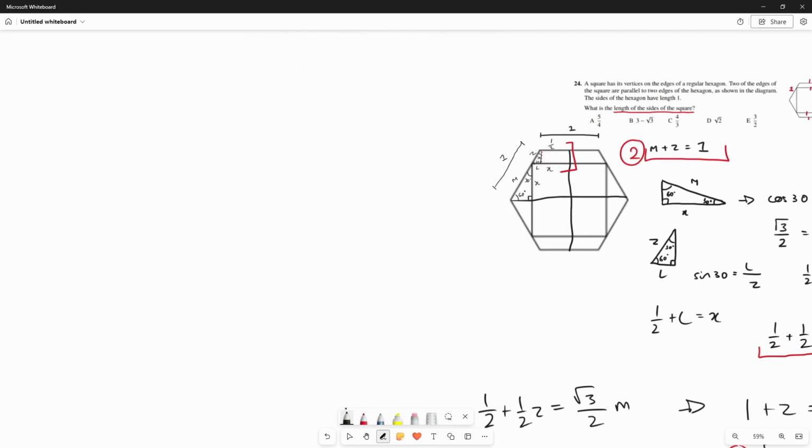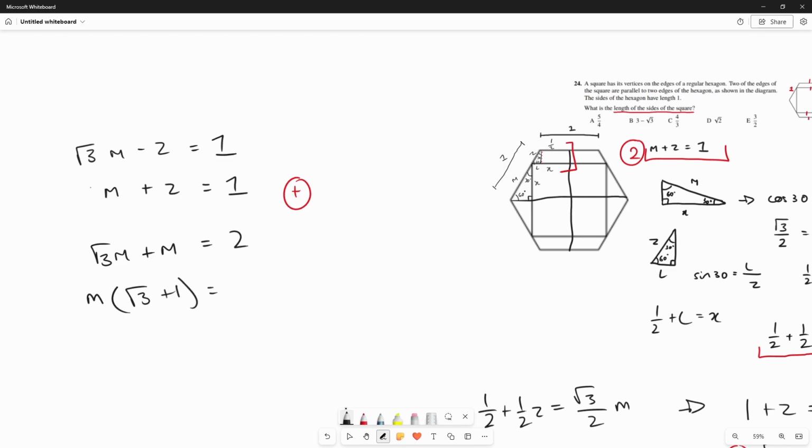I'm going to move to this side here to get a bit more space. So we have our two simultaneous equations, one being root 3 M minus Z equals 1, and the other being M plus Z equals 1. Because we have the minus Z and the plus Z, we can just add these two simultaneous equations together, and that will cancel the Z. So we'll get root 3 M plus M equals 2. Let's factorize out the M, so that's M times root 3 plus 1 equals 2. So M equals 2 over root 3 plus 1, because we just divide by root 3 plus 1.